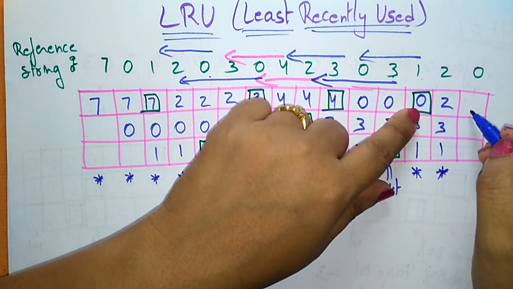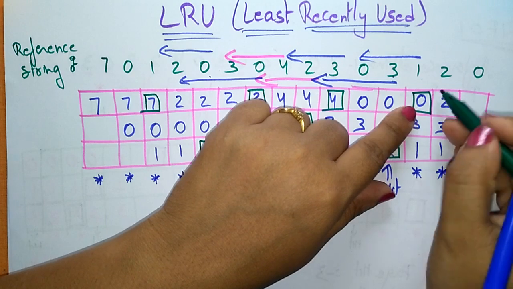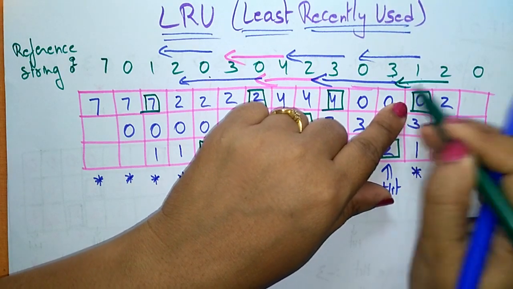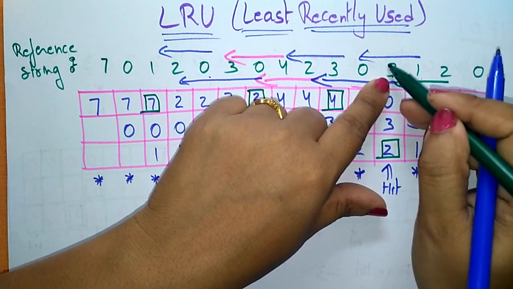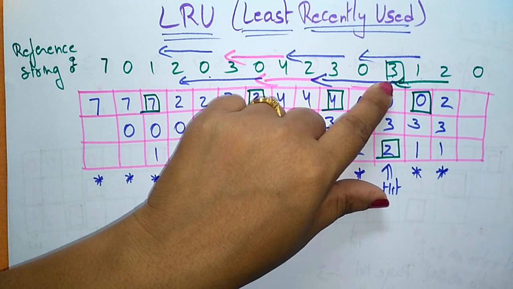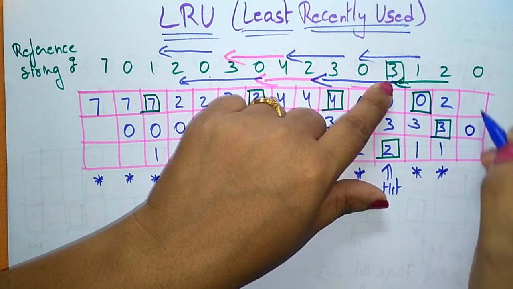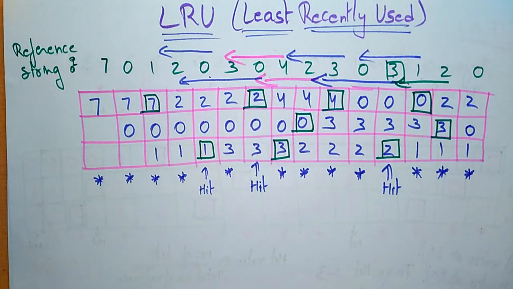Now 0. Again check which is the least recently used. 2 is most recently used, 1 is next, so 3 is the least recently used. So in place of 3, I have to replace with 0, 2, 1. So this is also a page fault. So this is how the least recently used page replacement algorithm works.